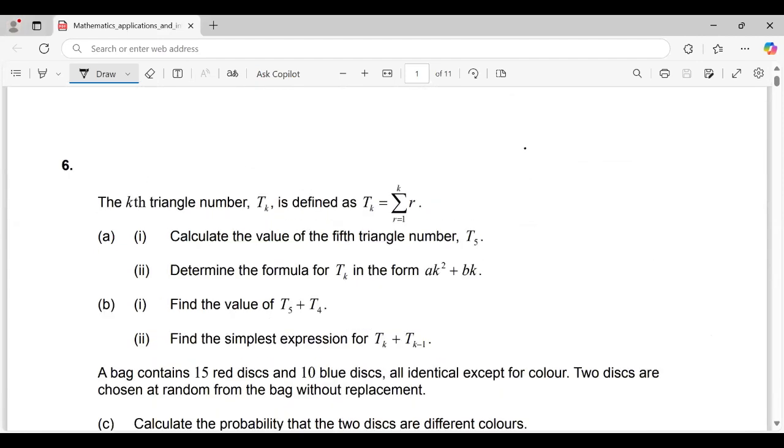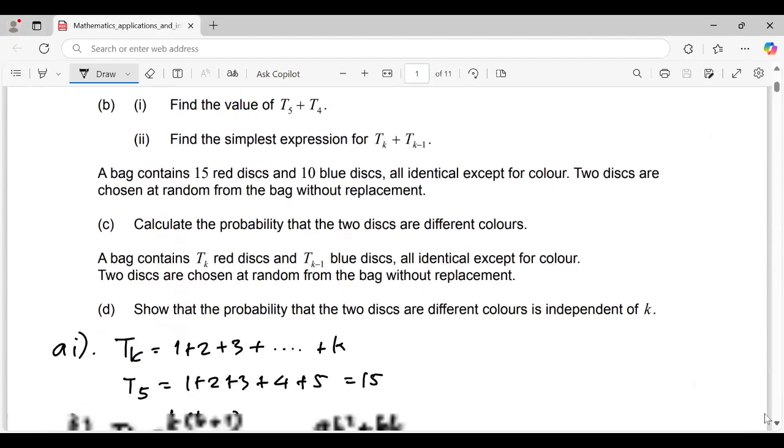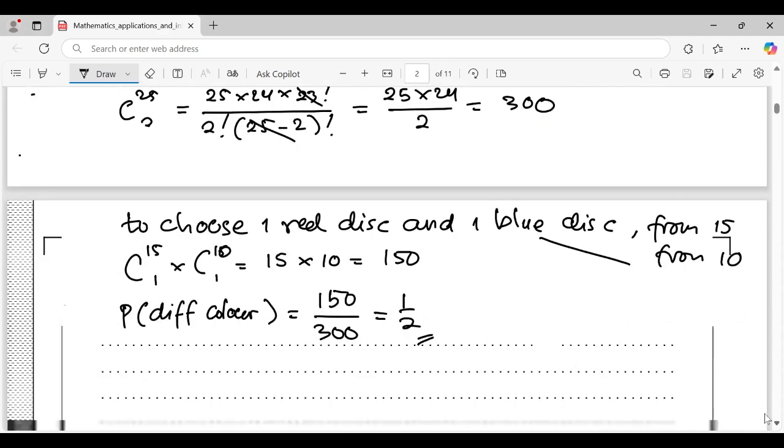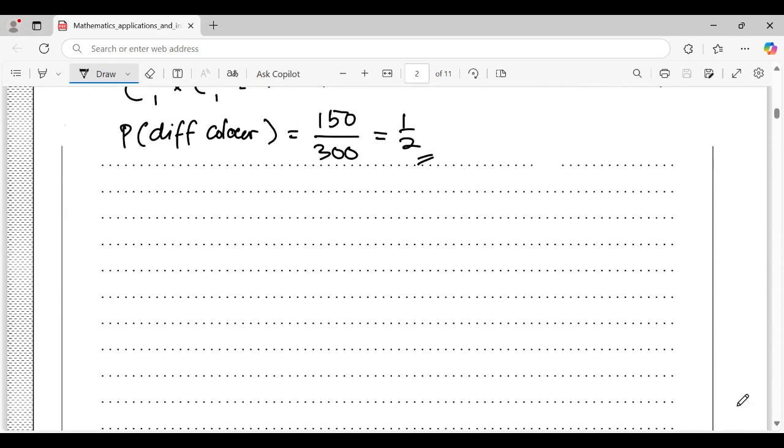Next question, part D. A bag contains Tk red discs and Tk minus 1 blue discs, all identical except for color. Two discs are chosen at random from the bag without replacement. Show that the probability that the two discs are different colors is independent of k.